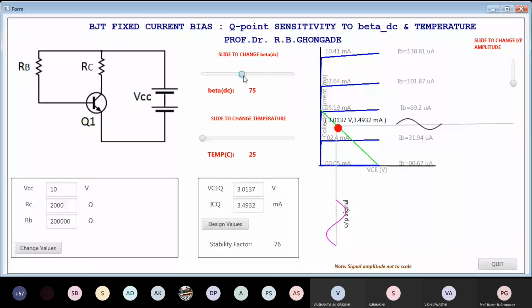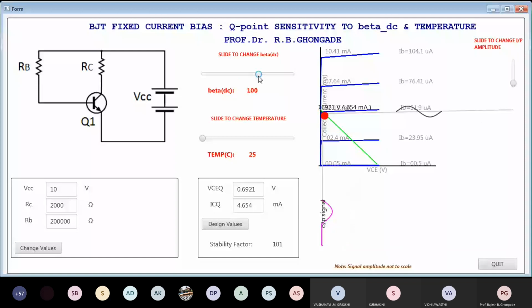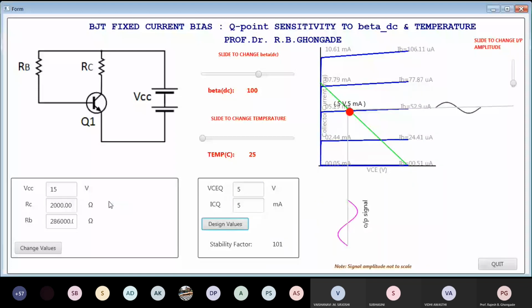Then your VCC was how much? 15 volts. And the desired value of VCQ was 5 volts and 5 milliamperes. So I designed this, the design we have already done during the example. The values are coming exactly the same, 2 kilo ohms and 286 kilo ohms for RB. Is this okay at this point of time? Yes, sir.